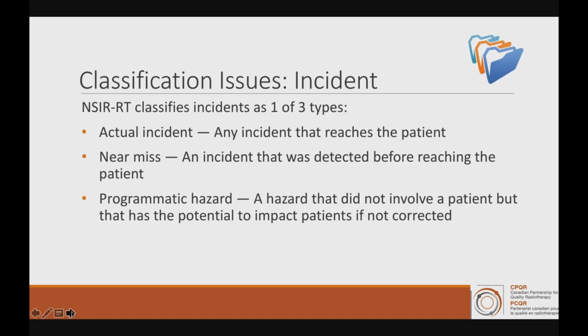When it comes to incident classification, the national system classifies incidents as one of 3 types. There's an actual incident, so these are any incidents that reach a patient. A near miss, which is an incident that was detected before it reaches the patient, and a programmatic hazard. These are hazards that do not involve a patient, but which have the potential to impact the patient if they're not corrected.